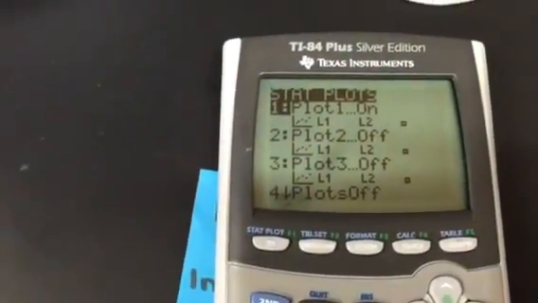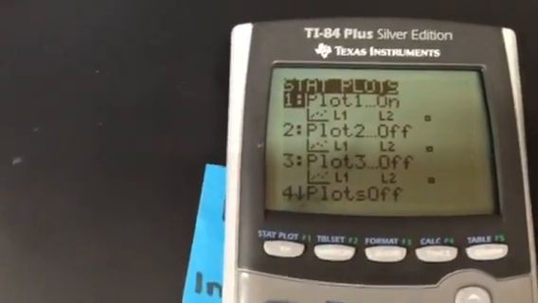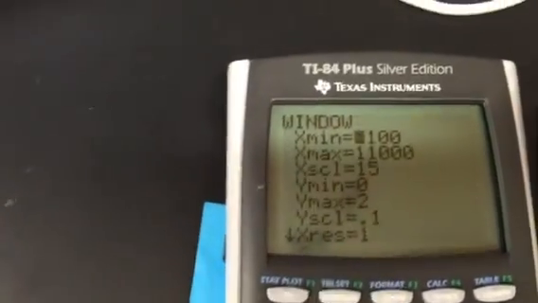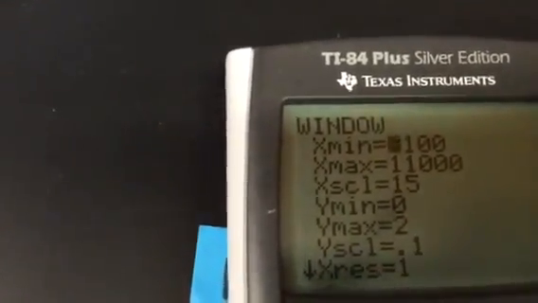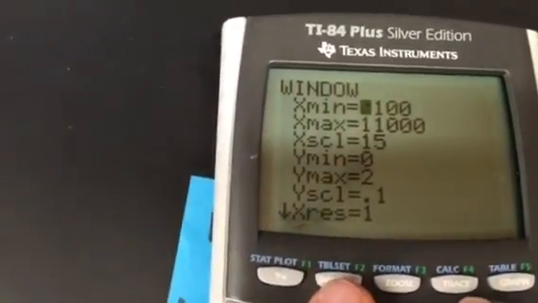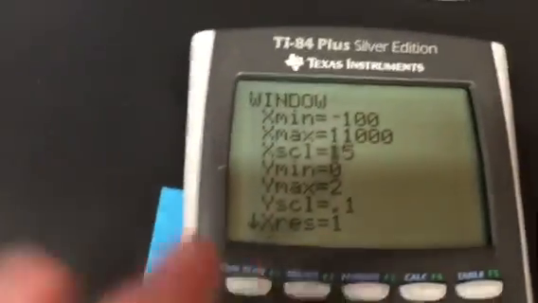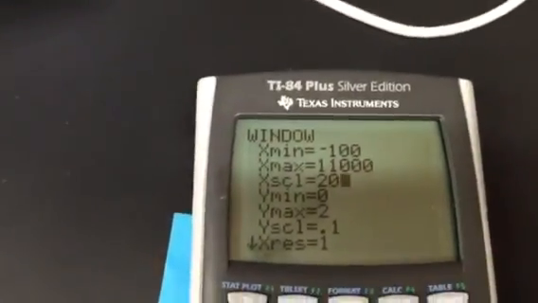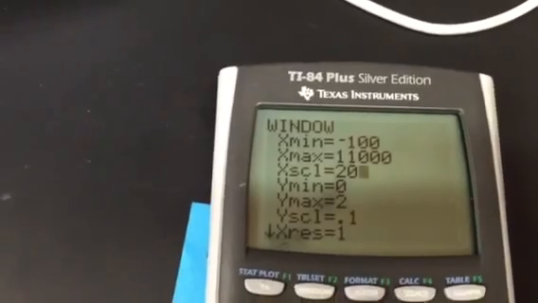The last thing you need to do is make sure that the window that you've created is able to show the entire graph. So I'm going to hit Window right now. If I look at my time, it goes from 0 all the way to 1,000. I'm just being a little bit careful, going 100 below where I need to be and 100 above where I want to be. And then the scale, I said 15. It can also be 20. That's fine. Just have it be a reasonable scale based on how wide you're going. So you're going from negative 100 all the way to 1100.